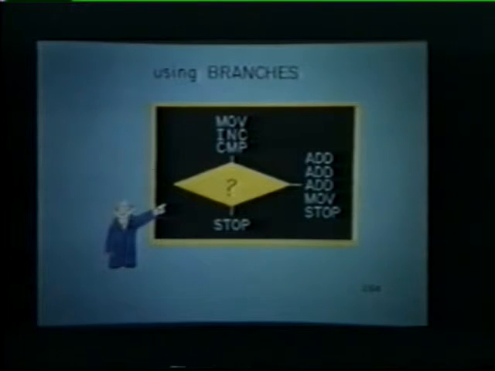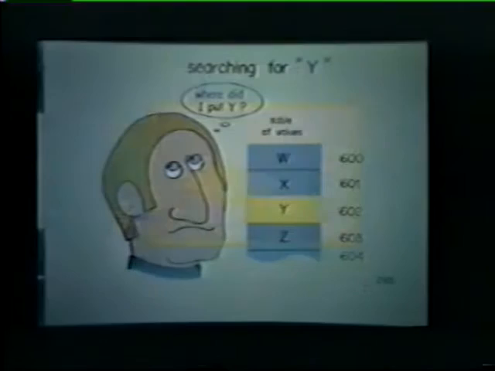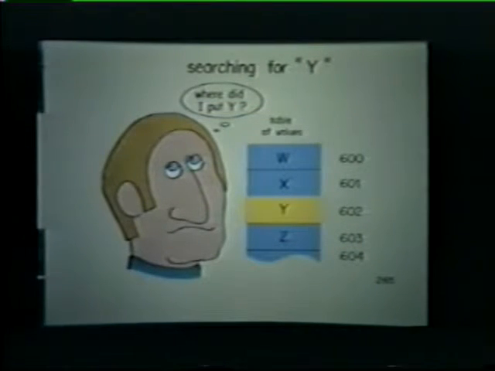Let's take a look at how branch instructions are used in typical PDP-11 programs. Suppose we were searching for the value y located somewhere in a large table of values representing constants used in mathematical computations. It has come to our attention that the value y is erroneous and must be incremented. However, our first job is to find it as quickly as possible in the table. How do we go about this?